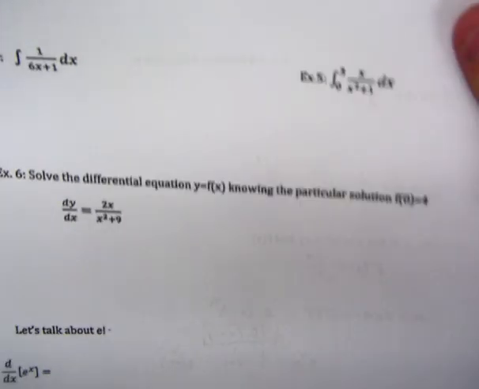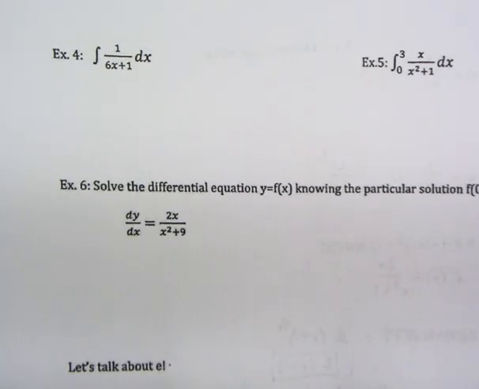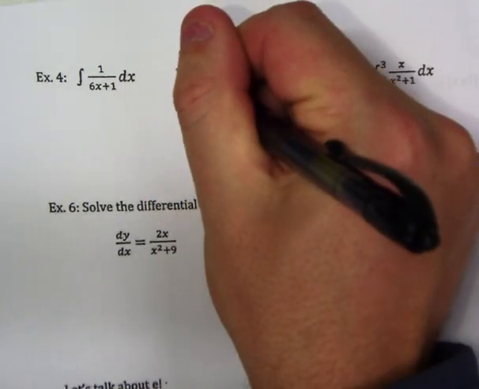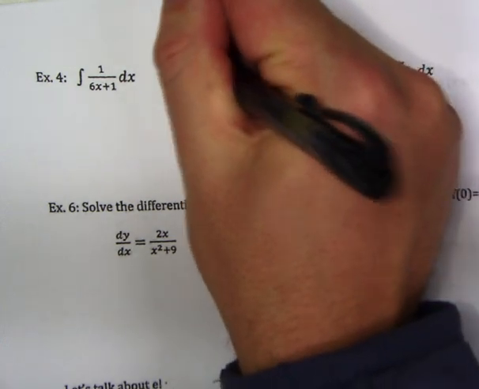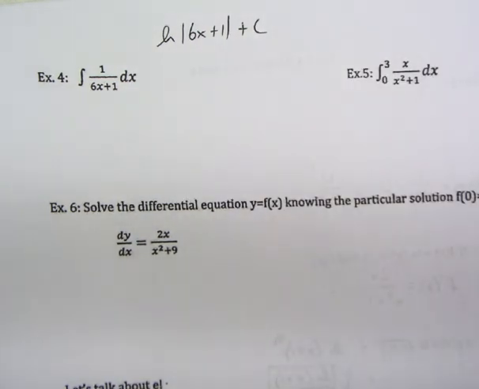So let's look. So I have the integral of 1 over 6x plus 1. It seems like it would be so easy to look at this and just say, oh, natural log of absolute value of 6x plus 1. It's just natural log of whatever the denominator is. And it's not the case. Because it's not in the form of 1 over x or 1 over u, we have to put it in that form.